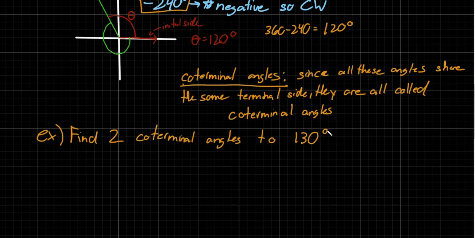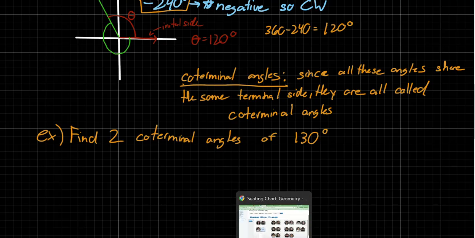Okay, we're gonna get into groups, and we're gonna find two coterminal angles of 130 degrees. I want one positive and one negative. Okay? On the board, I'm gonna give you groups. I'm just waiting for everyone to be done writing. Good? Okay.